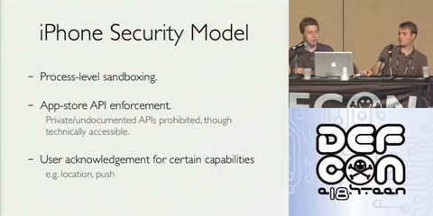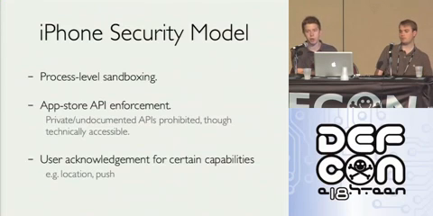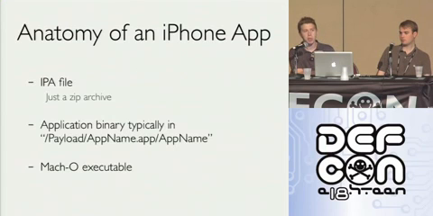What do we do on iPhone? So iPhone, as a lot of you guys know, uses process-level sandboxing, and the App Store enforces APIs. Unlike Android, you don't usually have acknowledgement of permissions except for push and location, where there's a user box that says, hey, do you want to allow this for this specific application? What is an iPhone app when you actually download it? Like an APK, it's just a zip file. The application binary is typically in a certain place, and it's an executable format called Mach-O. Yeah, it's the same executable format as on OS X.